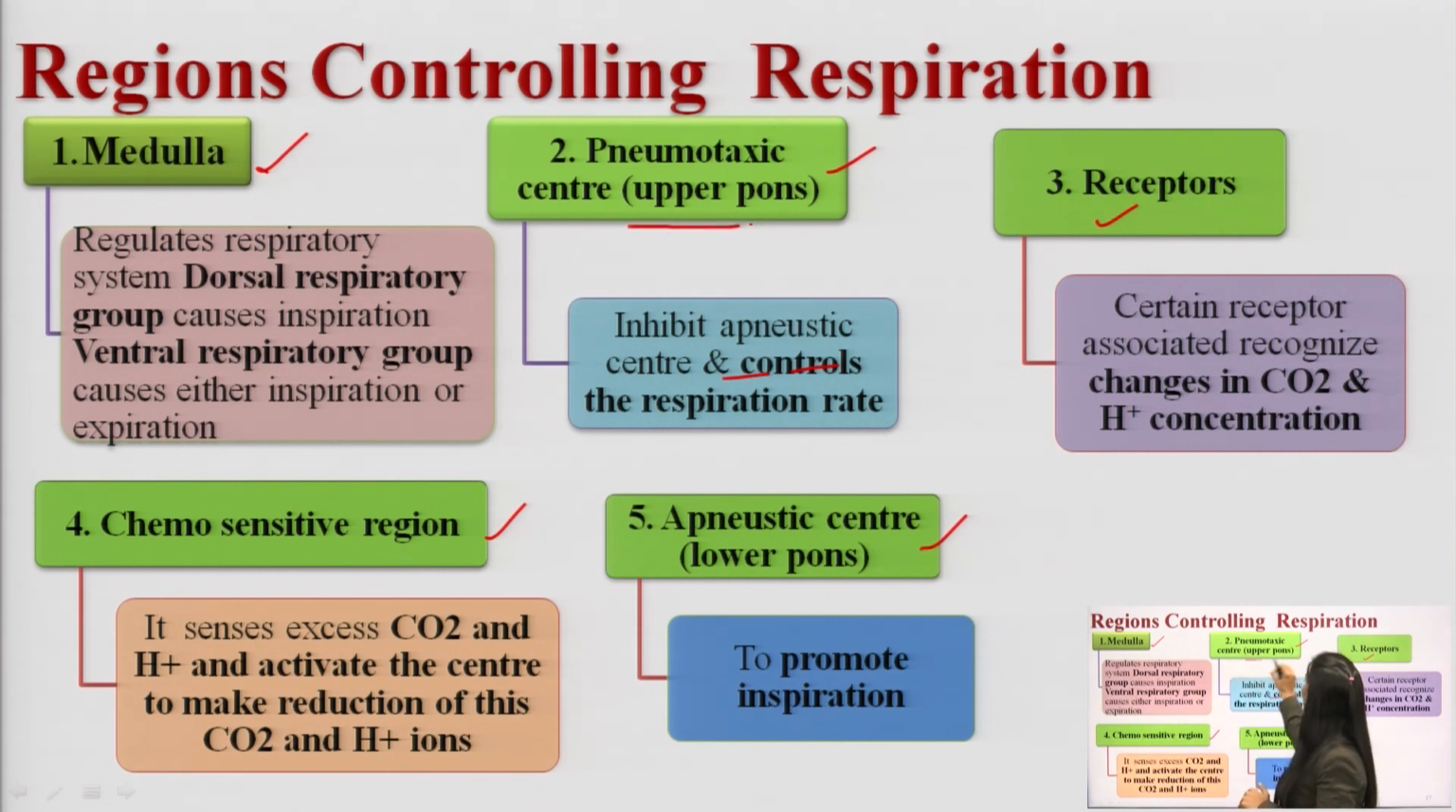Okay, next one is the pneumotaxic center. The pneumotaxic center you can call as the upper pons, and what will it do? It will control the respiratory rate. How will it control the respiratory rate? By blocking of this center. Okay. And next one is receptor.